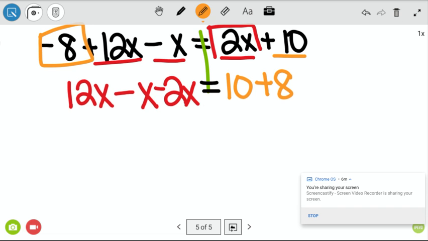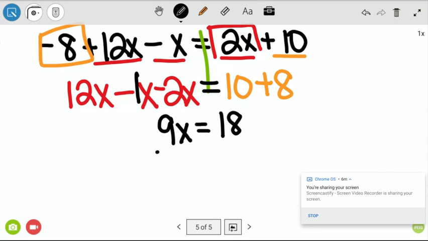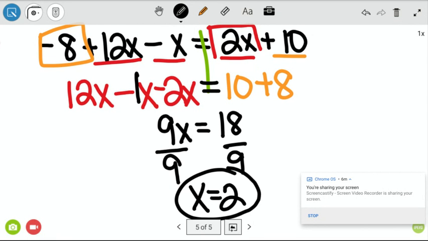And then we can combine our like terms. Right here, we never write it, but that's a 1. So 12 minus 1 is 11, minus 2 would give us 9x. 10 plus 8 is 18. And then we divide by 9 to get an answer of positive 2.